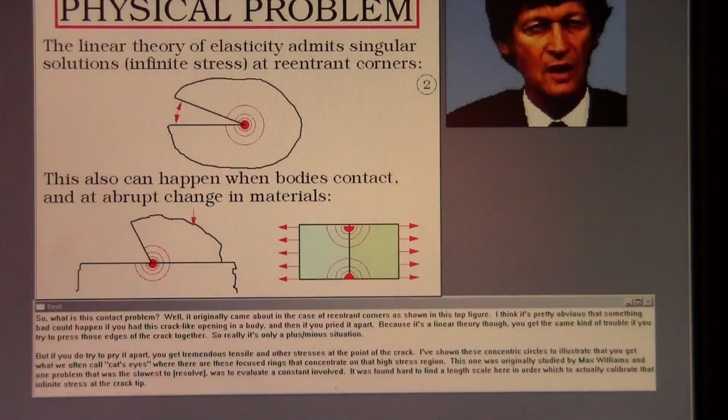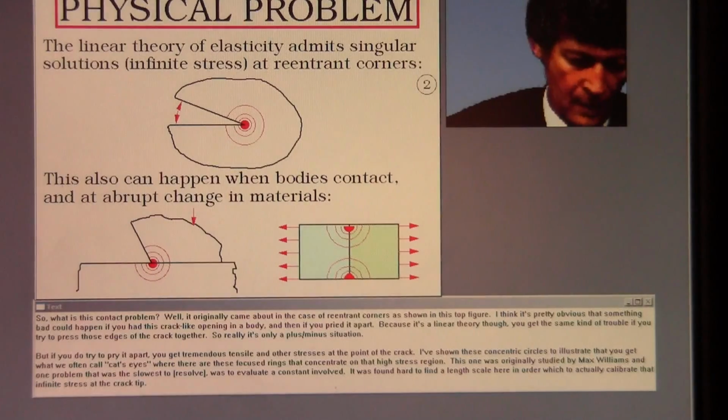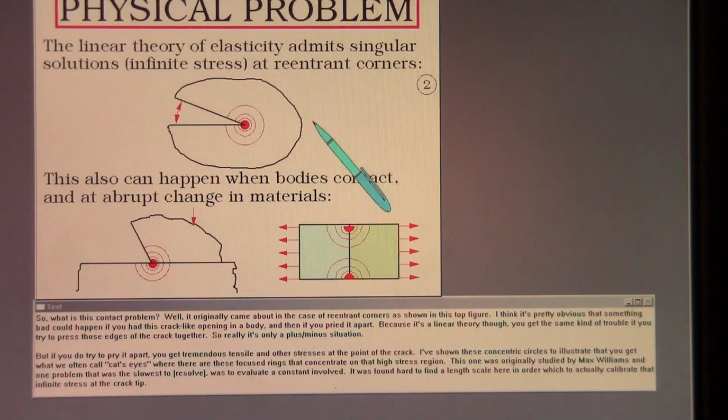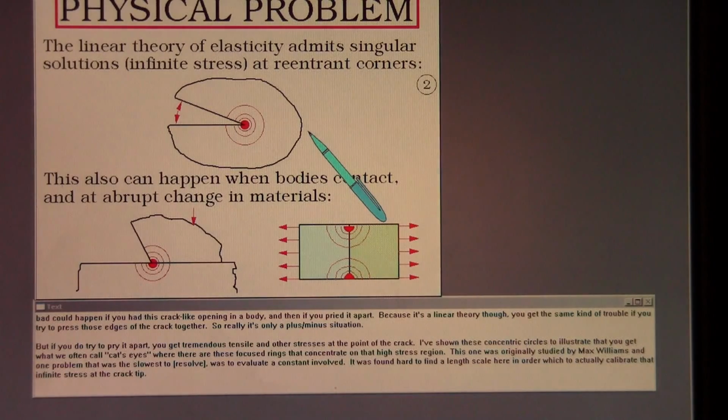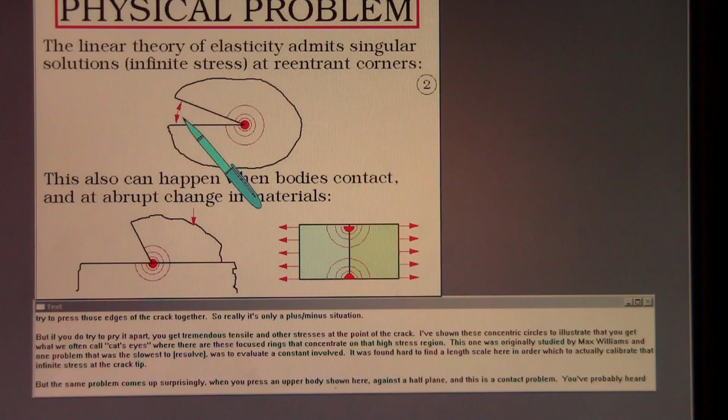So what is this contact problem? Well, it originally came about in the case of reentrant corners as shown in this top figure. I think it's pretty obvious that something bad could happen if you had this crack-like opening in a body and then if you pried it apart. Because it's a linear theory, though, you get the same kind of trouble if you try to press those edges of the crack together. So really, it's only a plus-minus situation.